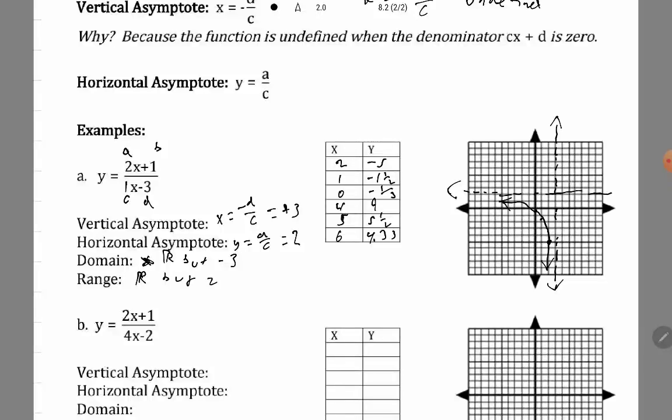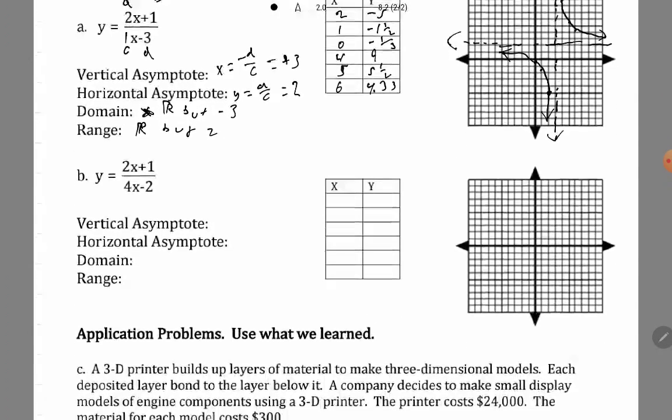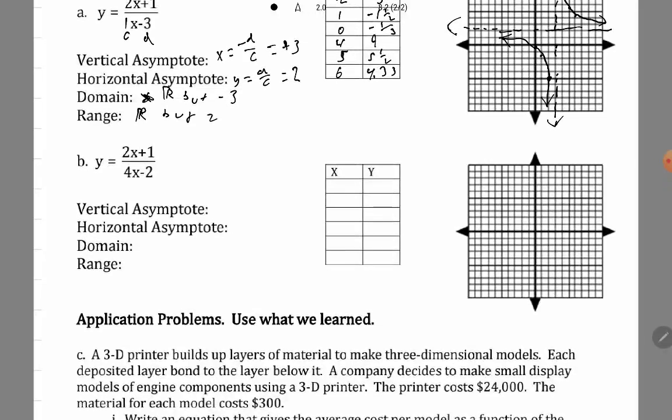And then 4, 5, 6. 4 is 9, so that's all the way up here. 5 is 5.5. And then 6 is 4 1/3. So it's doing something like this. And there we go. So let's do another example without any hiccups this time.